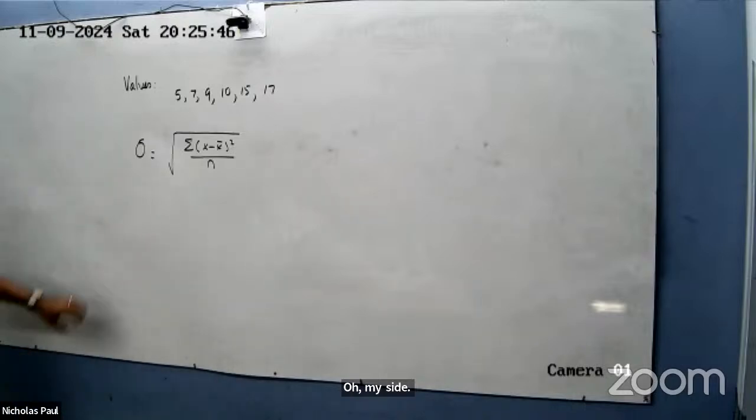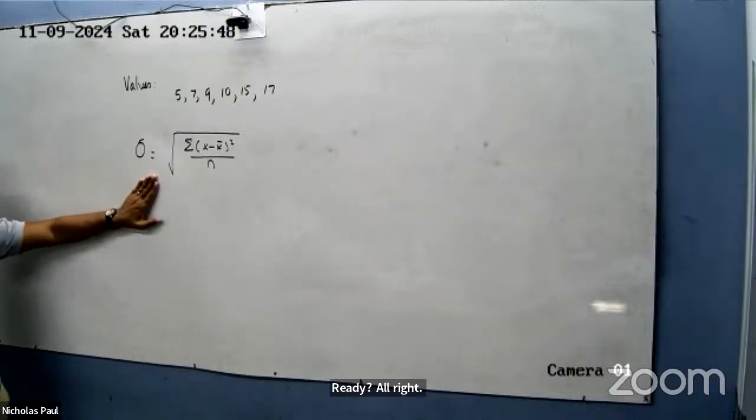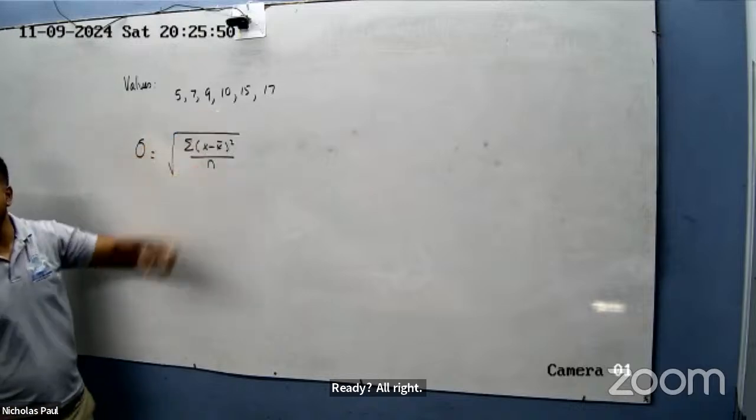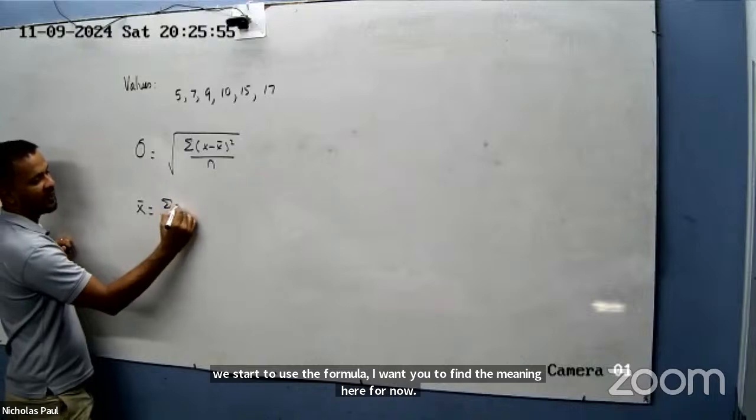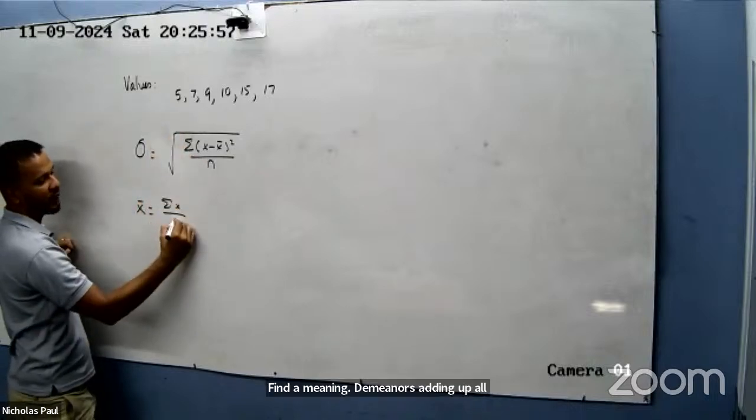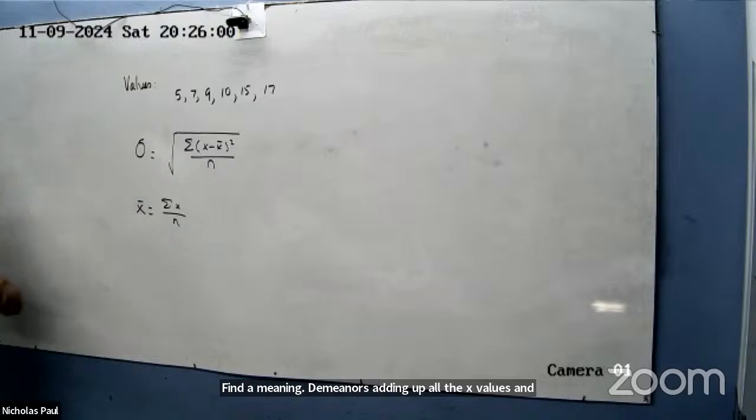Before we start to use the formula, I want you to find the mean here first. The mean is adding up all the x values and then dividing it by the total number of values. I want to give you 6 values, so find the mean of them.